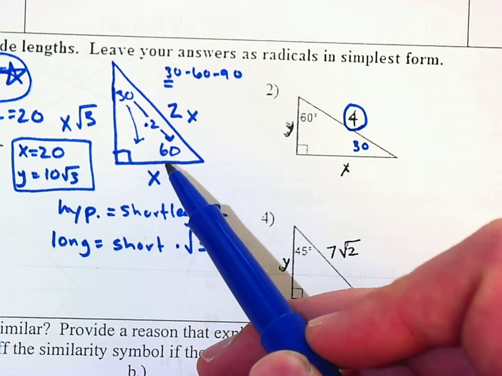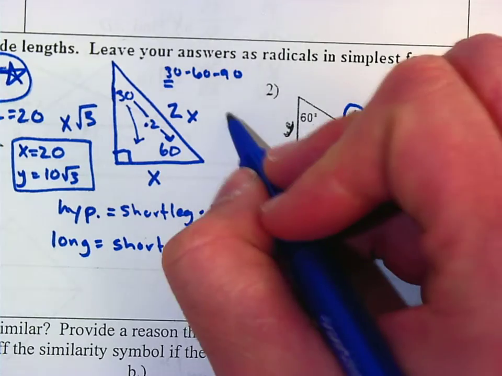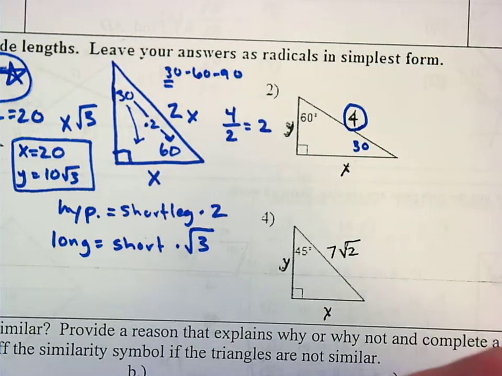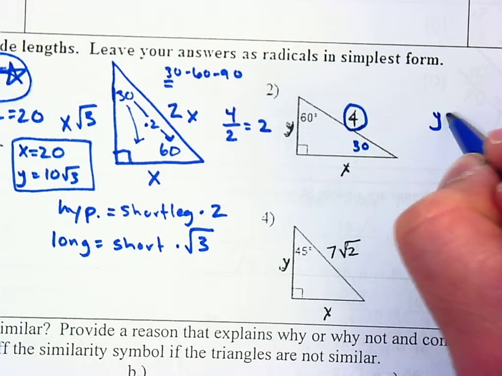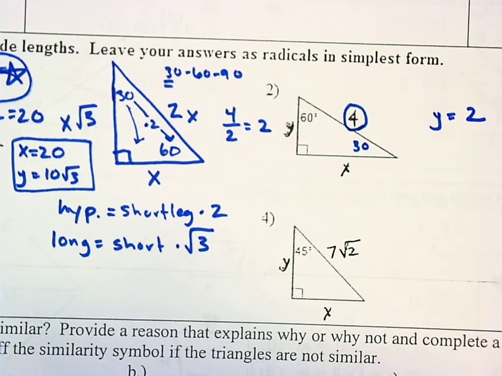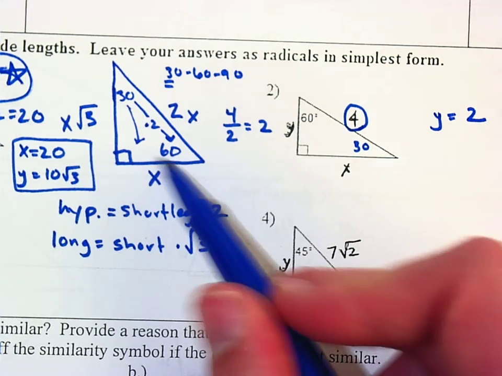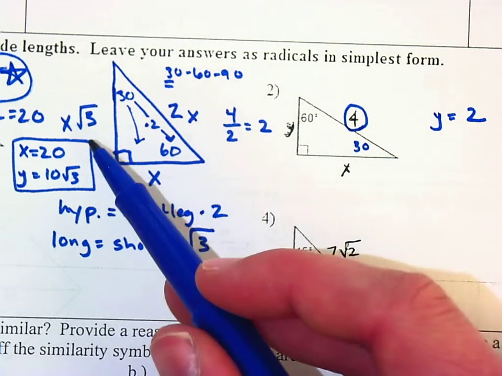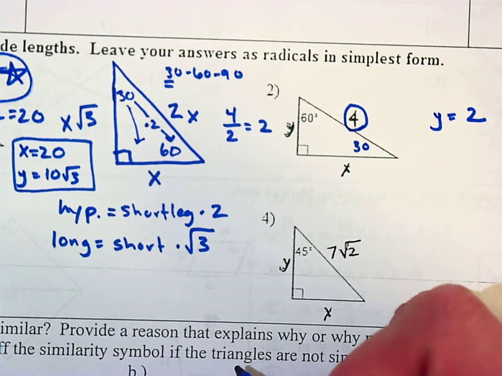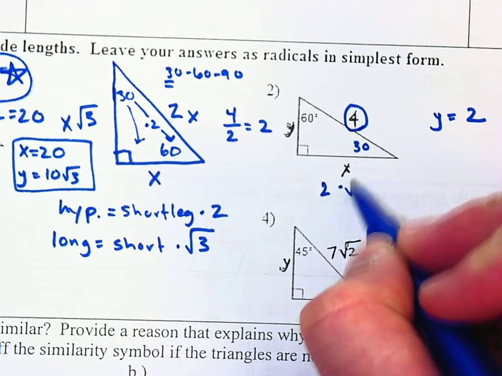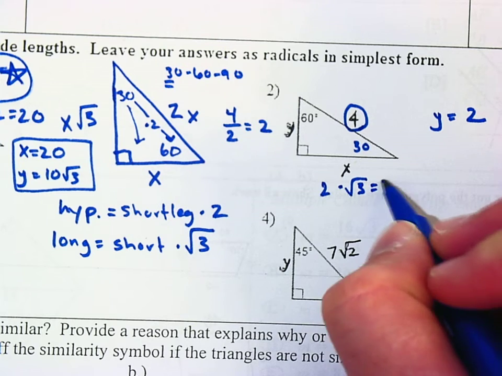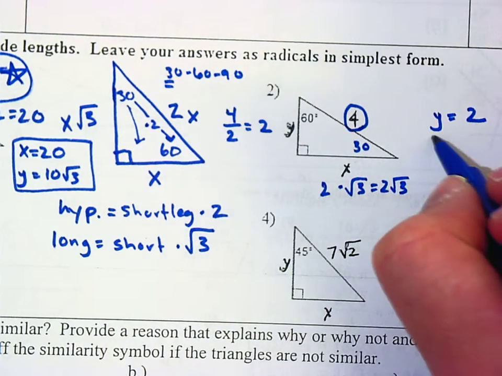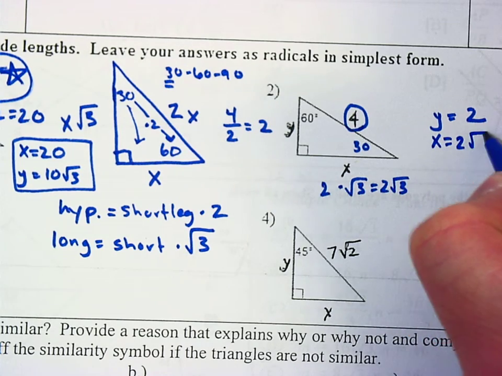Well, to do that, I need to divide by 2. So 4 divided by 2 is 2. So my short leg, which this time is y, is 2. Well, now that I have the short leg, the rest is pretty simple. I just times by the square root of 3 to find the long leg. So 2 times the square root of 3 in simplest radical form is 2 square roots of 3. So x equals 2 square roots of 3.